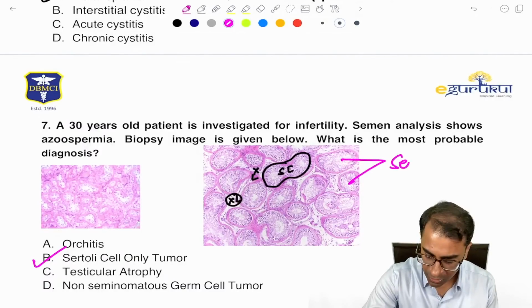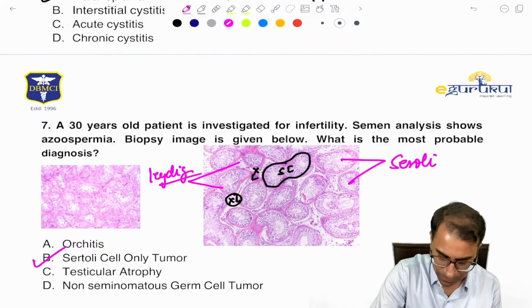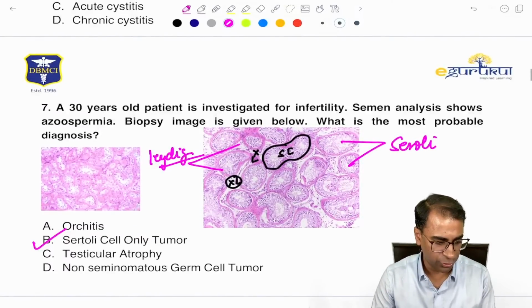These are all Sertoli cells and these are all Leydig cells. Okay, so the answer is Sertoli cell only tumor.